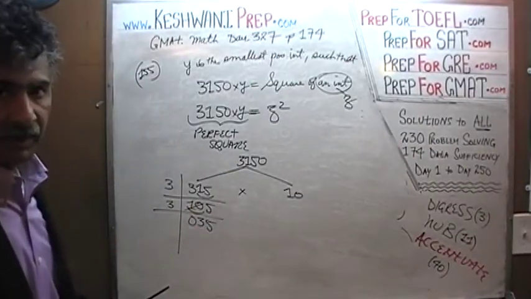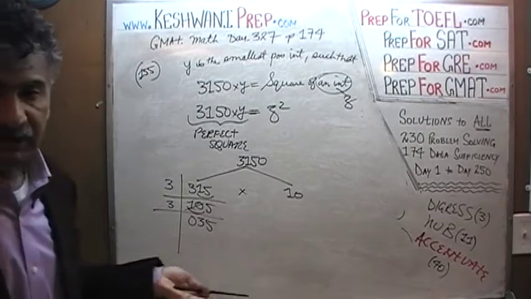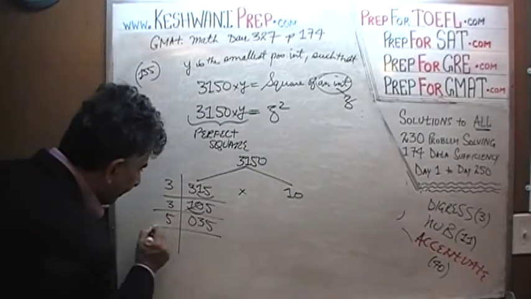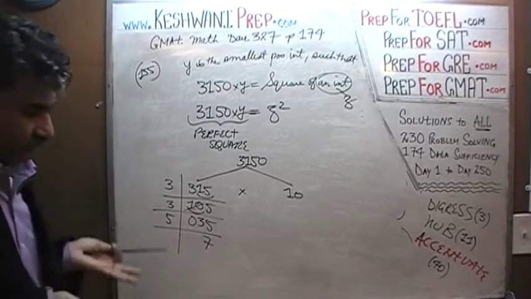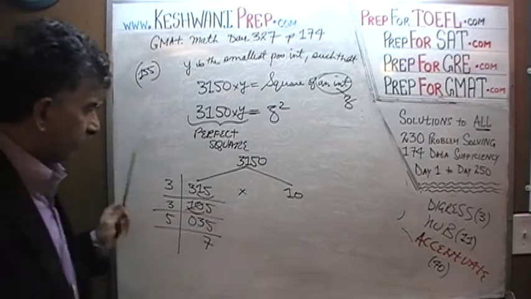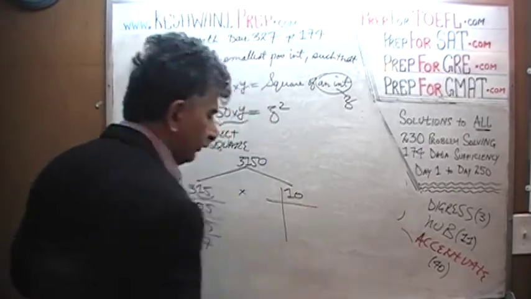Now we can no longer divide it by 3 because 3 plus 5 is 8 and 8 is not divisible by 3. Let's divide it by 5. If we divide it by 5, we get a 7, and that's where the story ends, because 7 is a prime number. That was Act 1. So let's look at Act 2.